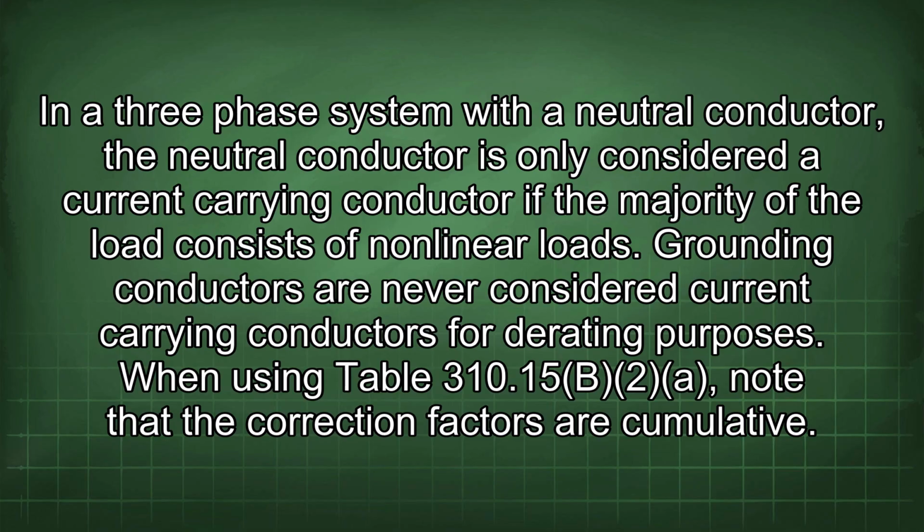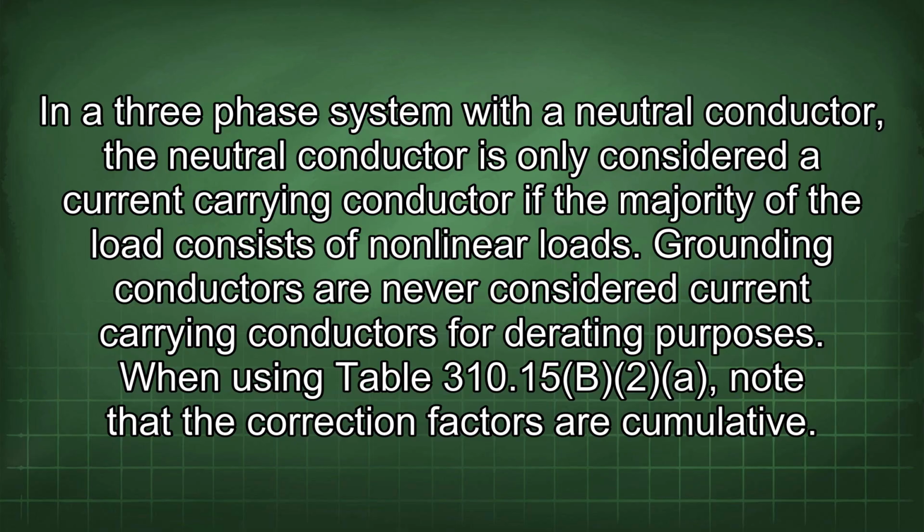In a 3-phase system with a neutral conductor, the neutral conductor is only considered a current-carrying conductor if the majority of the load consists of nonlinear loads. Grounding conductors are never considered current-carrying conductors for derating purposes.